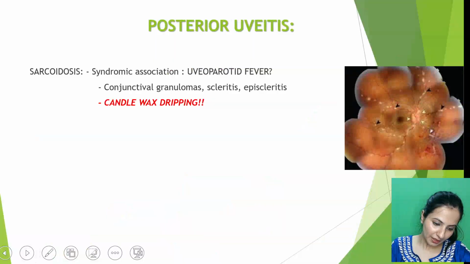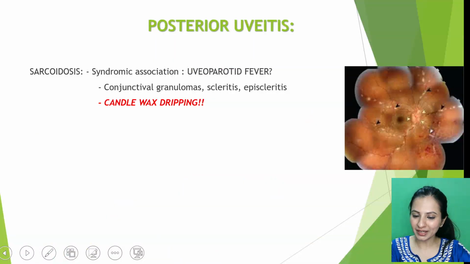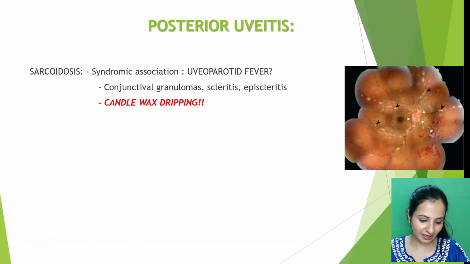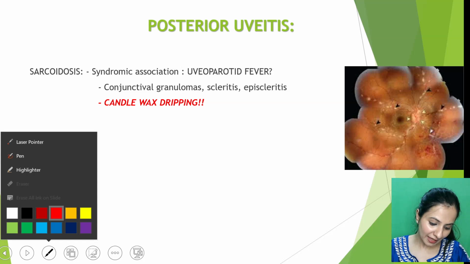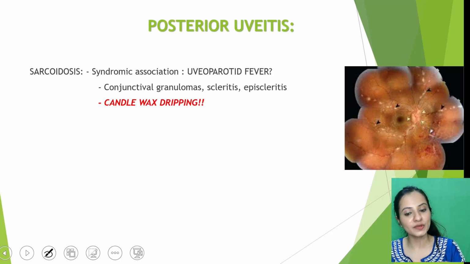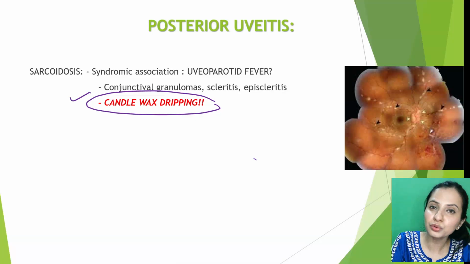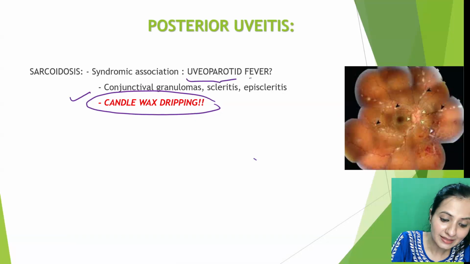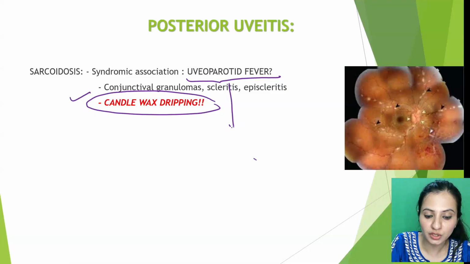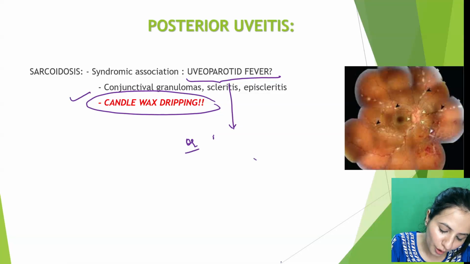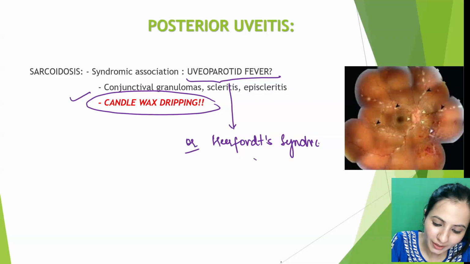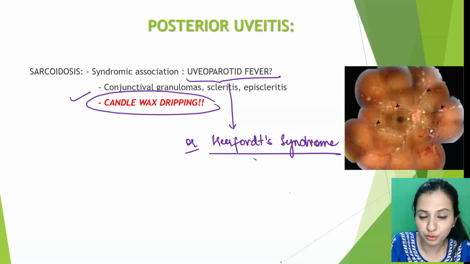Now, next is your posterior uveitis. You just need to know 2-3 things important for your exam. They ask you, in which condition do we see candle wax dripping? It is your sarcoidosis. Three points about sarcoidosis. It has a systemic association which is called uveoparotid fever, or what you call Heerfordt's syndrome. Now, what are the characteristics of Heerfordt syndrome?